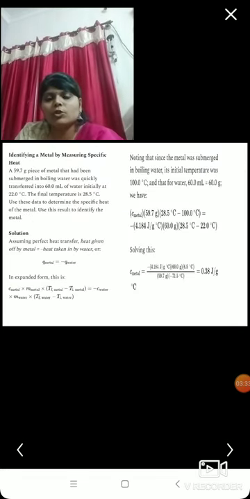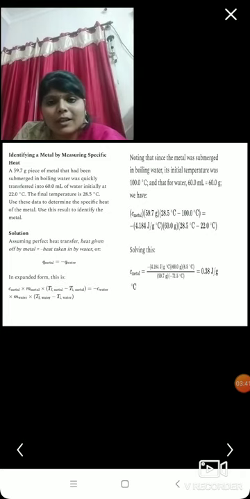So here is a sum which makes you very clear what I'm talking about. See, here is the sum. A 59.7 gram piece of a metal that had been submerged in boiling water and quickly transferred into 60 ml of water initially at 22 degrees Celsius. The final temperature is about 28.5 degrees Celsius. Use these data to determine the specific heat of the metal and identify what metal it is.